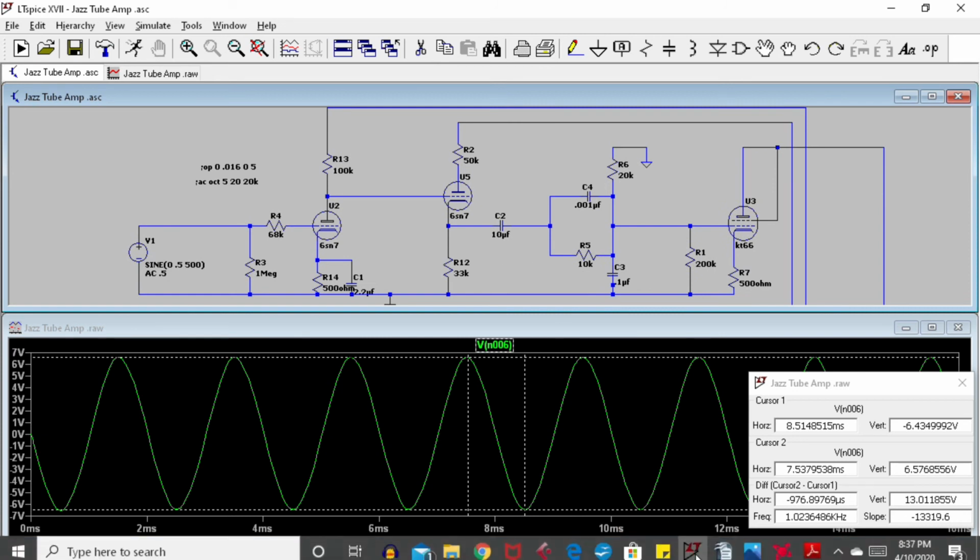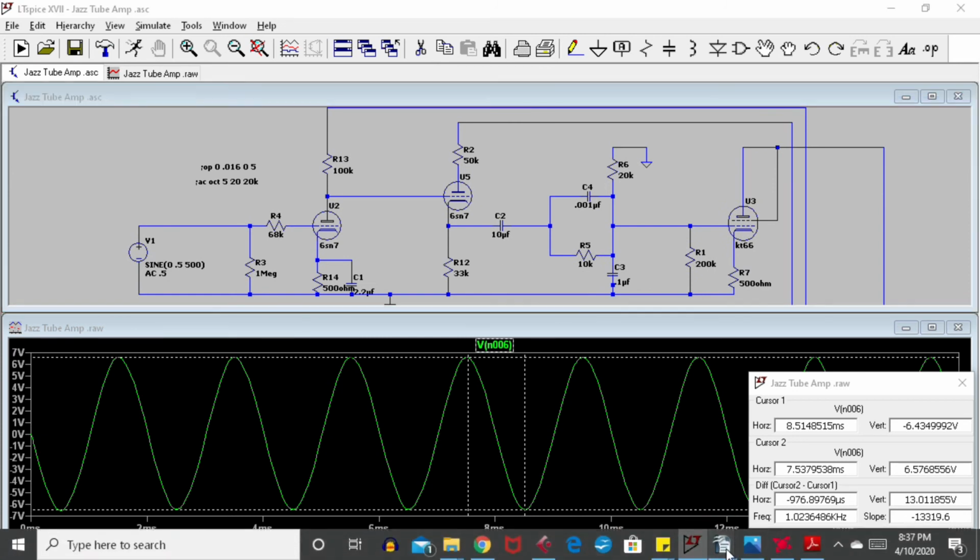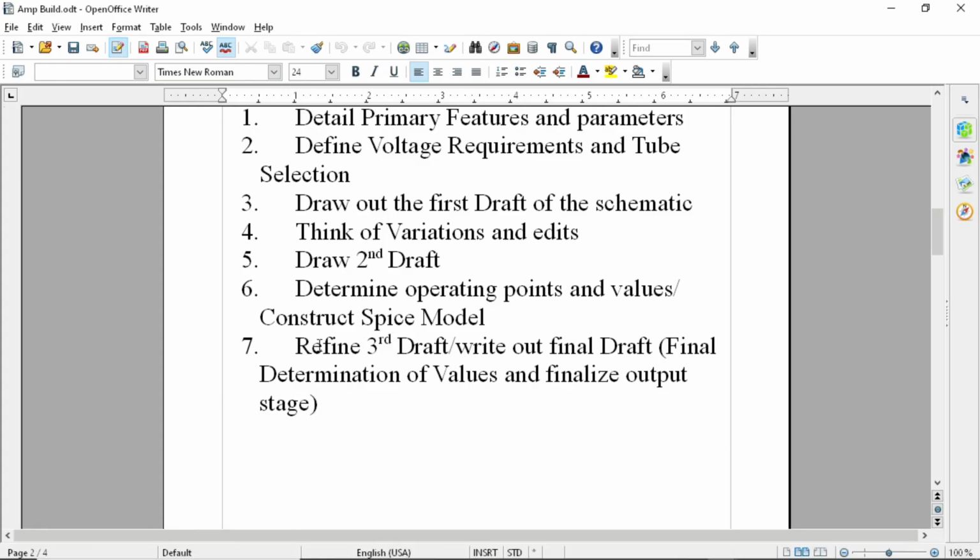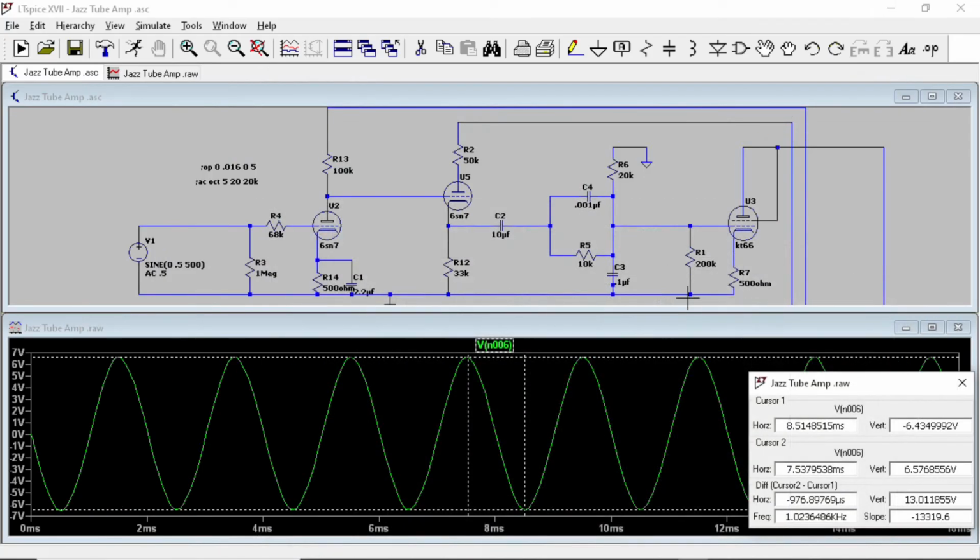So for my next step, I'll refine this schematic. I'll pick out the final values. I'll write a final draft. I'll probably write one by hand and have one on SPICE. Make a final determination of the values, right? And then finalize the output stage. So that's kind of what we just went over, but to go over it again, I'm going to get out on paper what exact values I want for this output stage, because this is also kind of mocked up.